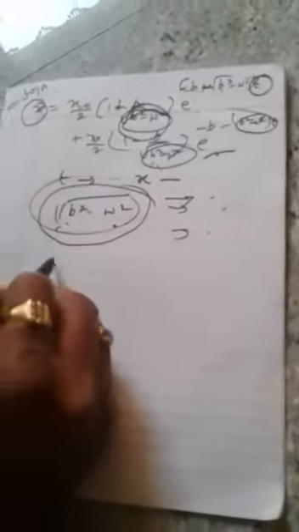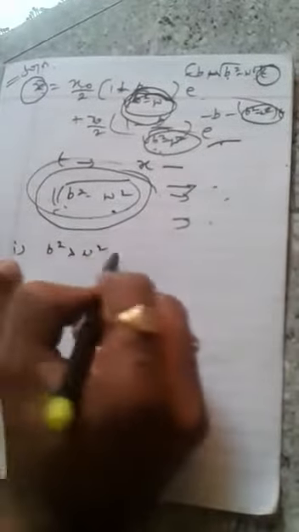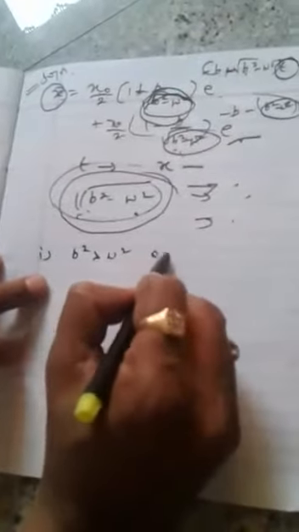For example, if b square is greater than omega square, we will call this over damping. If b square is equal to omega square, then we call it critical damping. If b square is less than omega square, we call this under damping. So one by one we'll discuss. First, we'll discuss over damping.